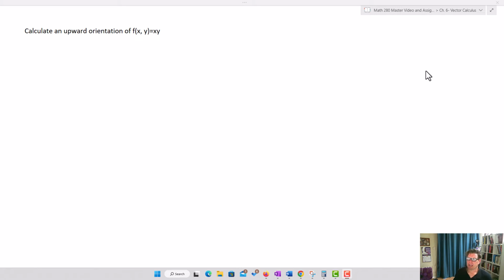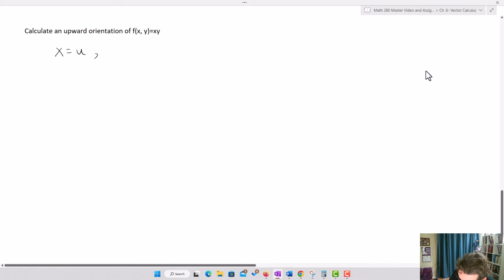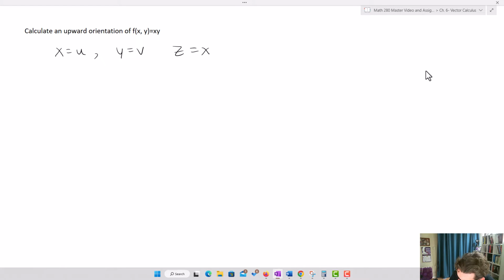Let's say we want to calculate an upward orientation of f of xy equals xy. So I'm going to let x equal u, and I'm going to let y equal v. So z, which equals xy, is going to end up equaling uv. So my r of uv is going to end up equaling ⟨u, v, uv⟩.